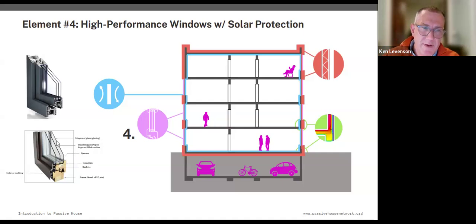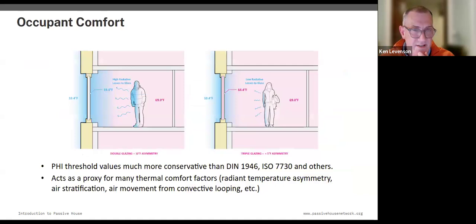Whether it's double pane or triple pane is going to be oftentimes a comfort criteria calculation. We'll talk about that in a second. Oh, literally the next slide.